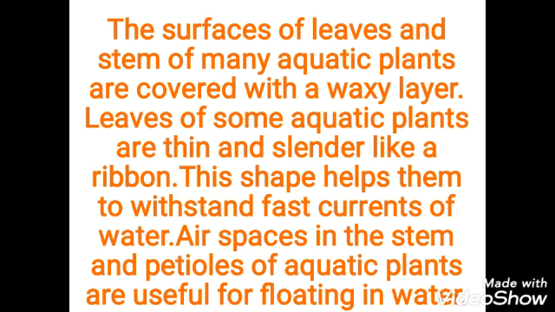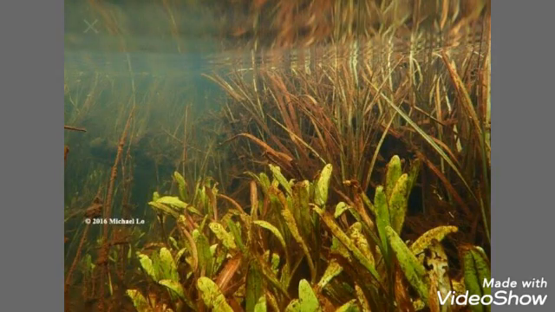The surfaces of leaves and stem of many aquatic plants are covered with a waxy layer. Leaves of some aquatic plants are thin and slender like a ribbon. This shape helps them to withstand the fast current of water. Spaces in the stem and petioles of aquatic plants are useful for floating in water.